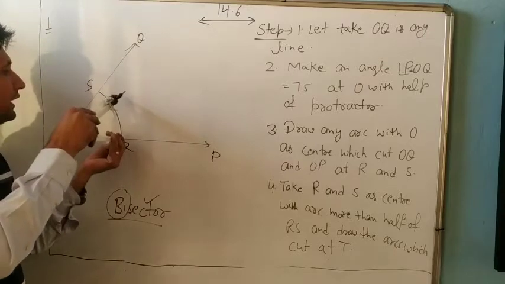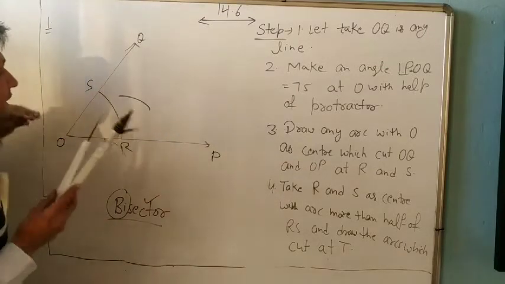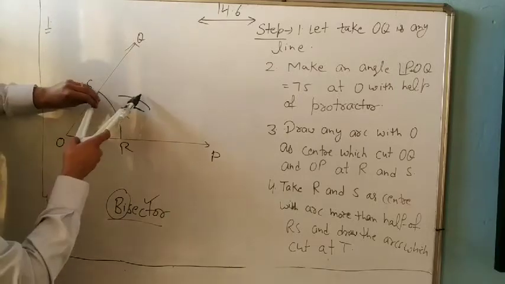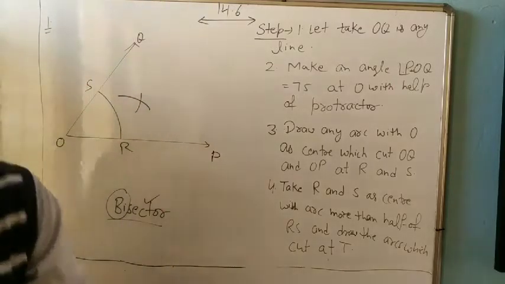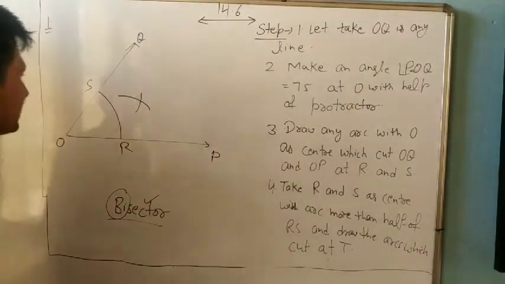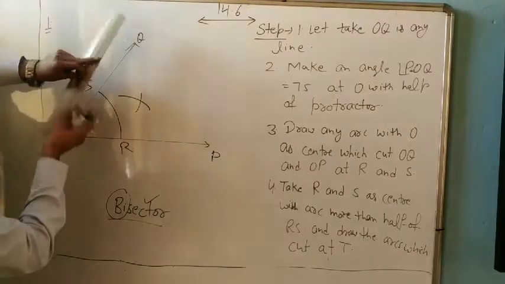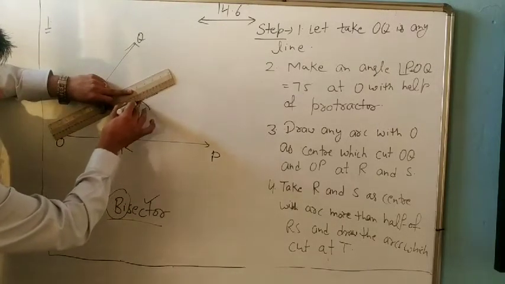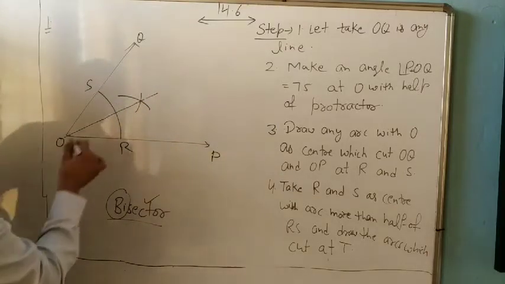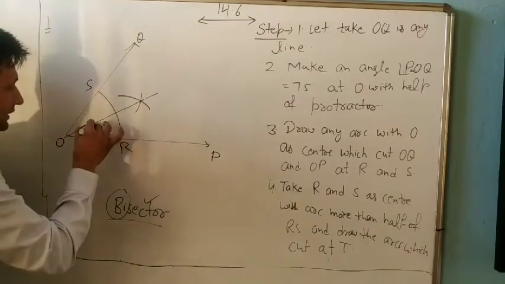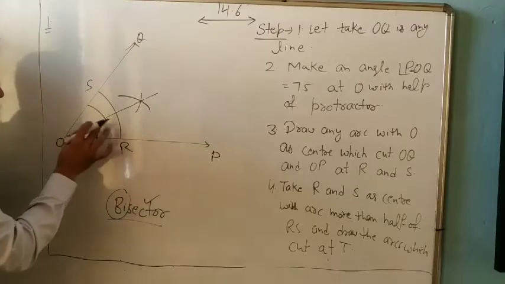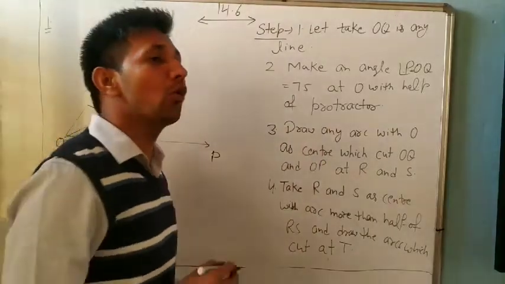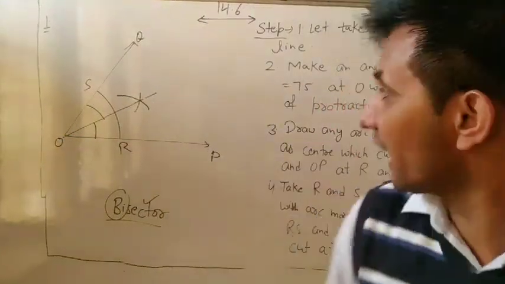And now draw the arc like this. Without changing the compass, we put the pointer at S and draw. And now where the arcs cross each other, where they intersect each other, we join to point O. So it is the bisector. Bisector means this angle is divided into two angles, and both are equal. It is very, very important here how to take the bisector of any angle.